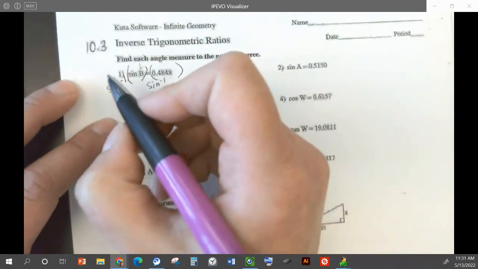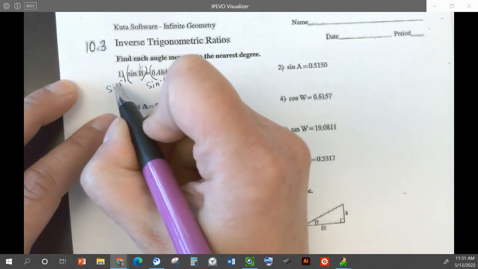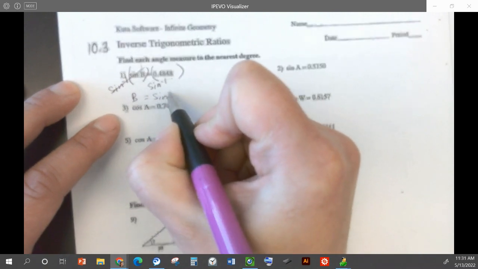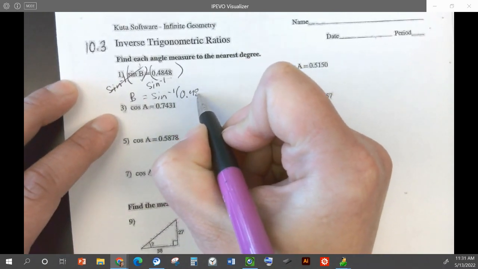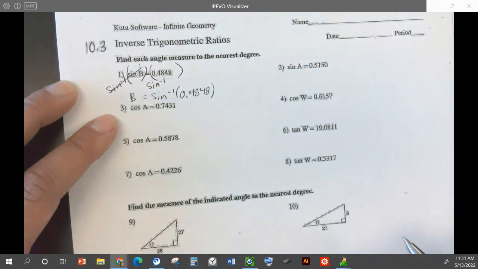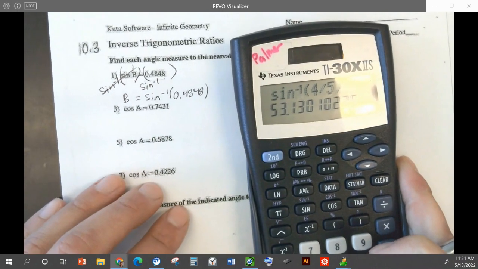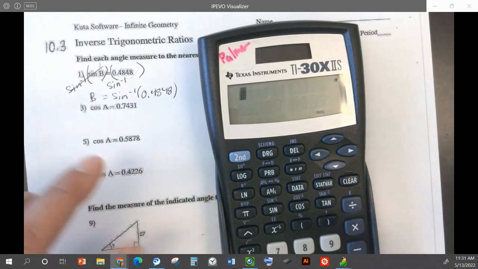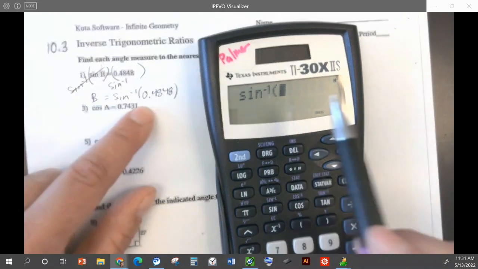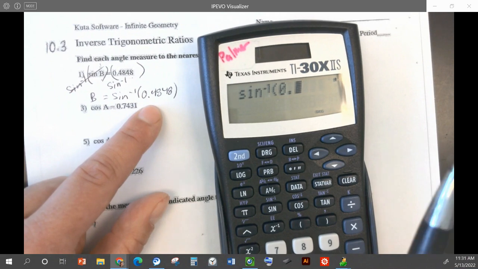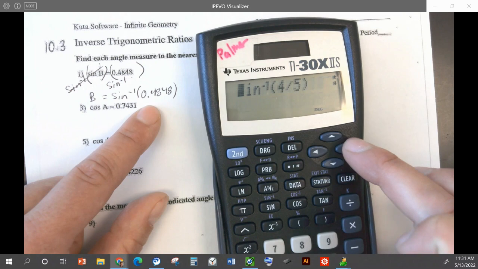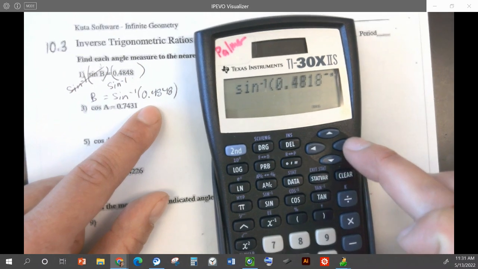So sine inverse cancels sine, and we'll get the angle b on this side. And then we have sine inverse of whatever this number is, 0.4848. Okay, and then we just type that in. So remember, we do second and then whatever trig function. So sine inverse, and then we have 0.4848 parenthesis, enter. Oops, I missed a 4. This one's supposed to be a 4.